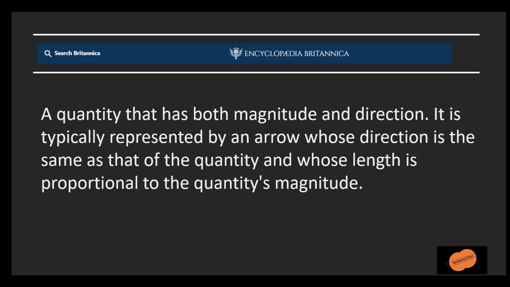Let's begin with a very simple question. What is a vector by definition in physics? A vector is a quantity that has both magnitude and direction. It is typically represented by an arrow whose direction is the same as that of the quantity, and whose length is proportional to the quantity's magnitude.